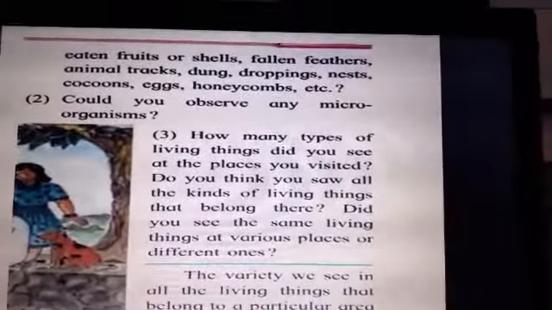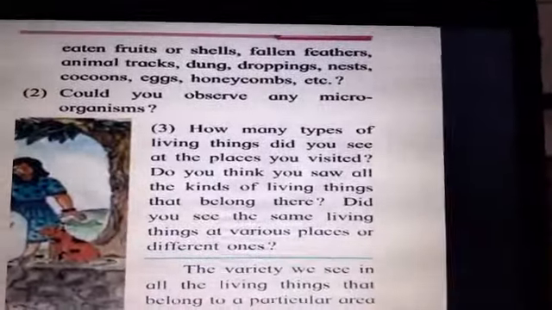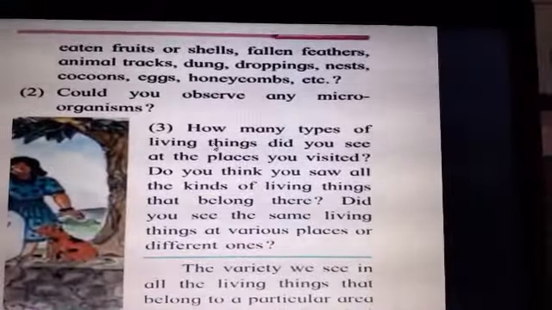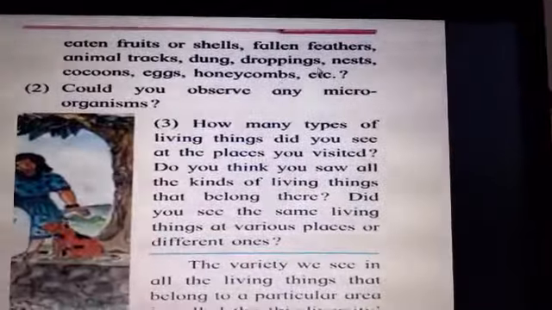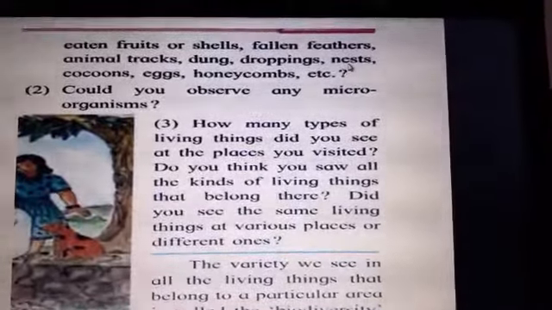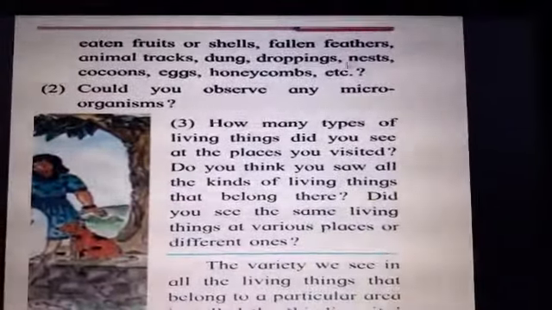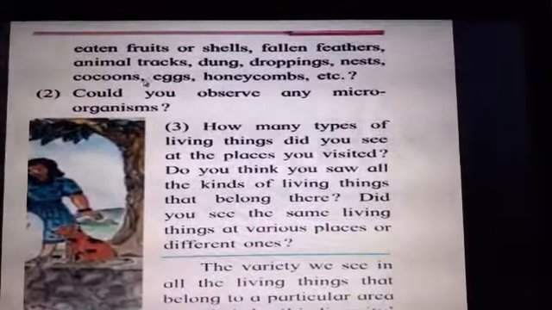Then dung, you know what is dung? Cow dung, animal dung, droppings of the birds. Dung is of the animals and droppings is of the birds. Then nest of the birds, कहीं पे छोटे छोटे घोंसले बना के रखते हैं चिड़िया वगैरह, वो देखा क्या तुमने? Cocoons, you know what are cocoons?